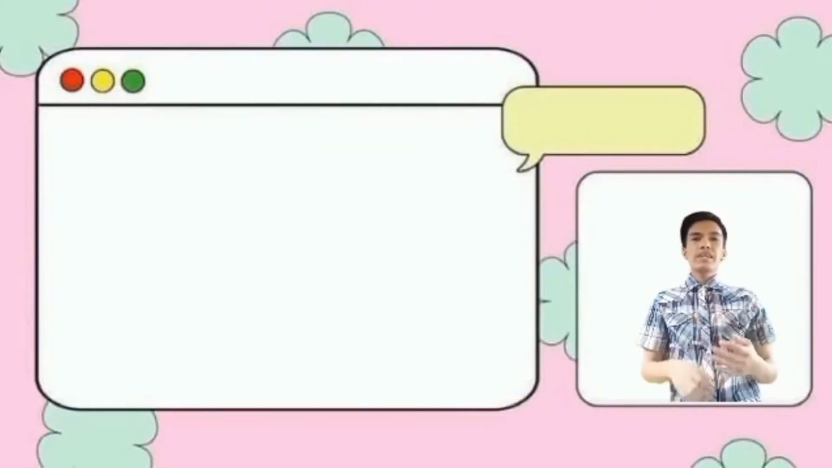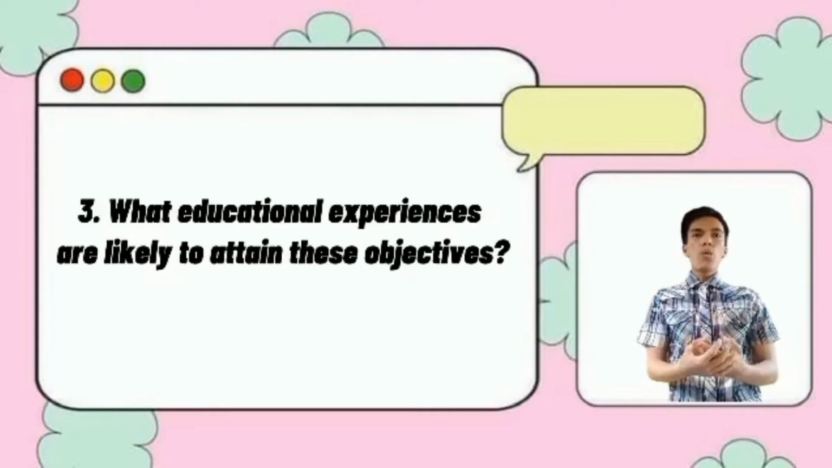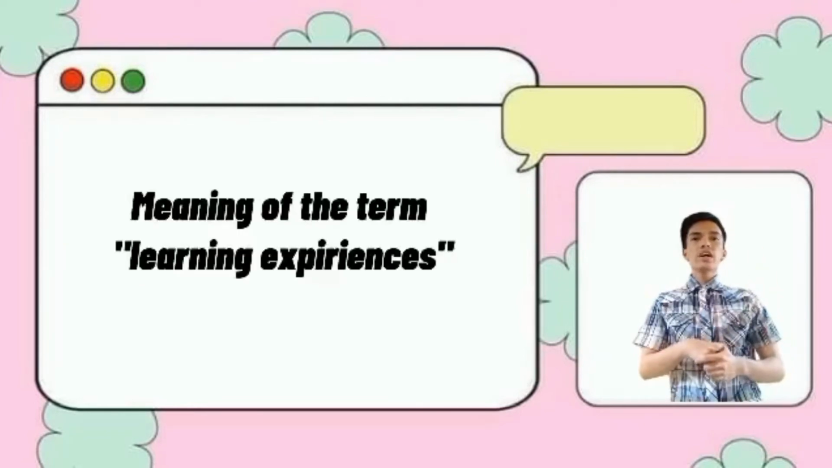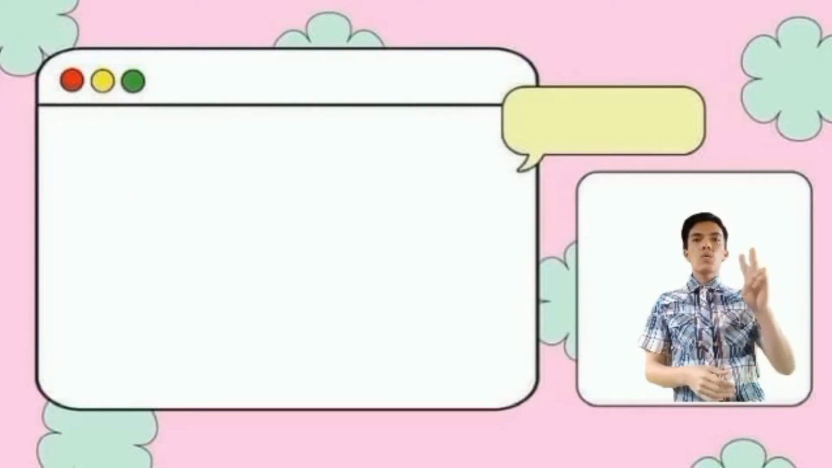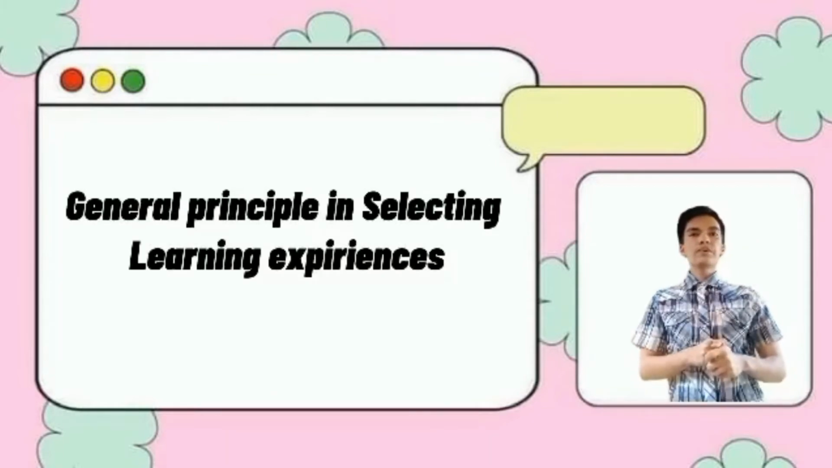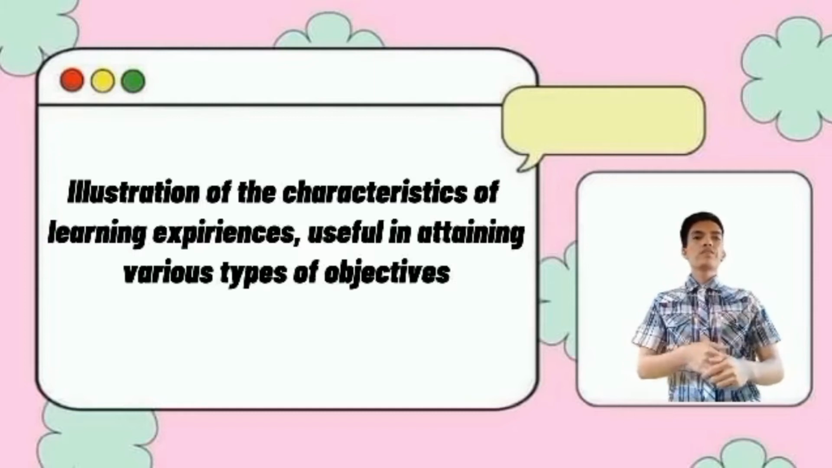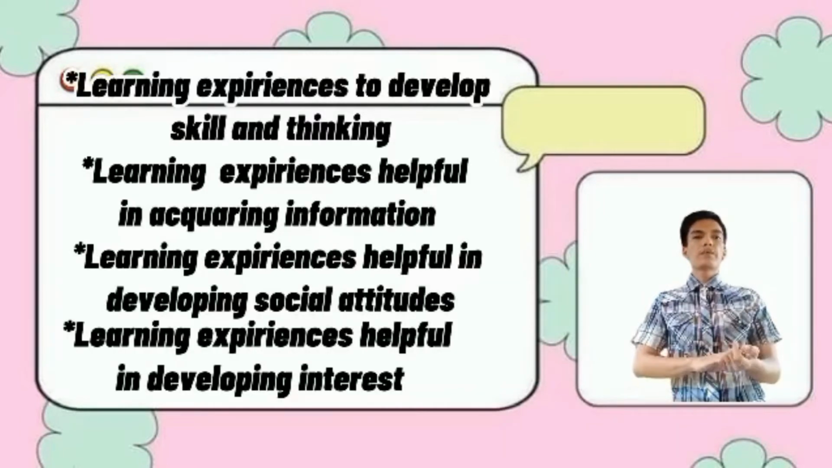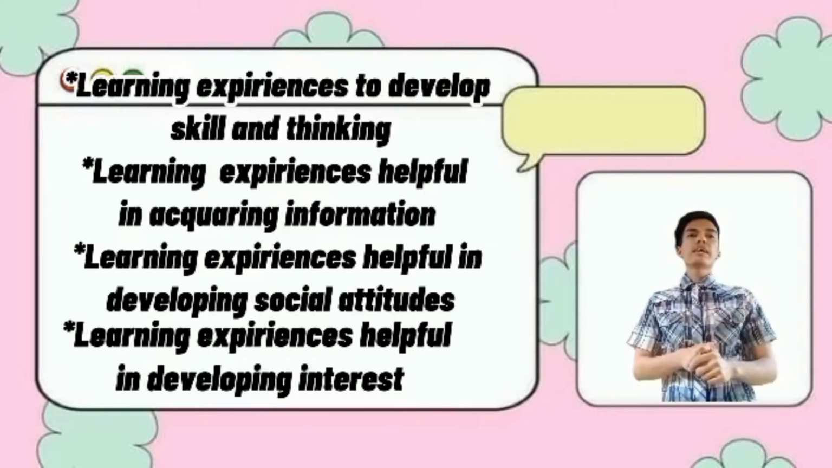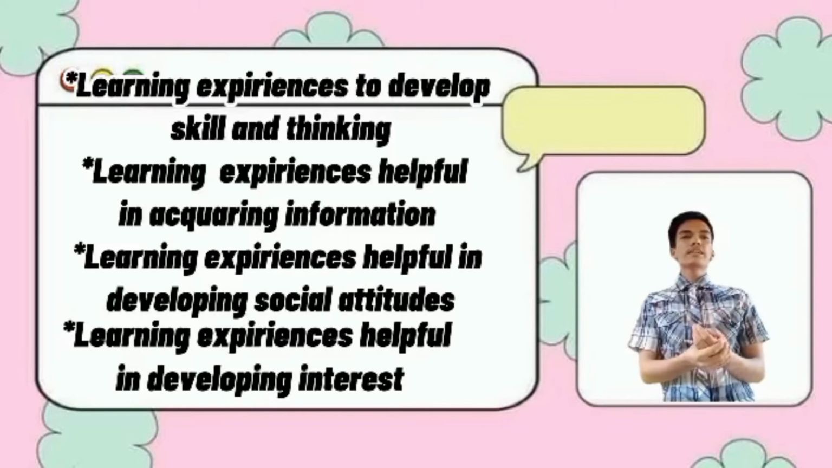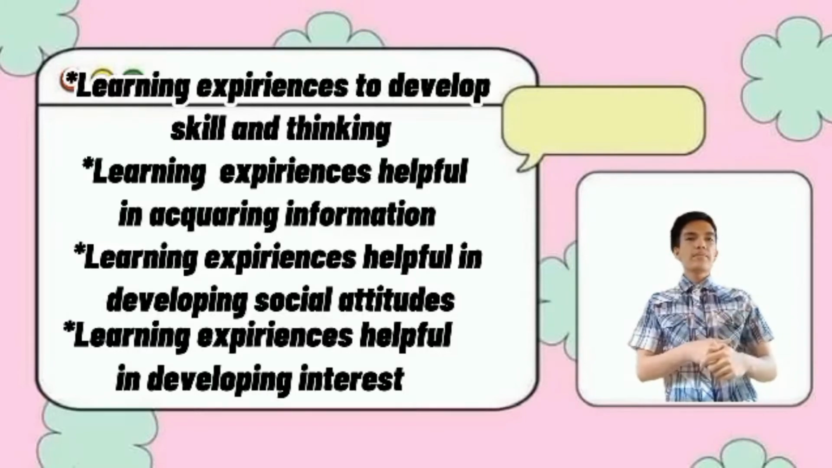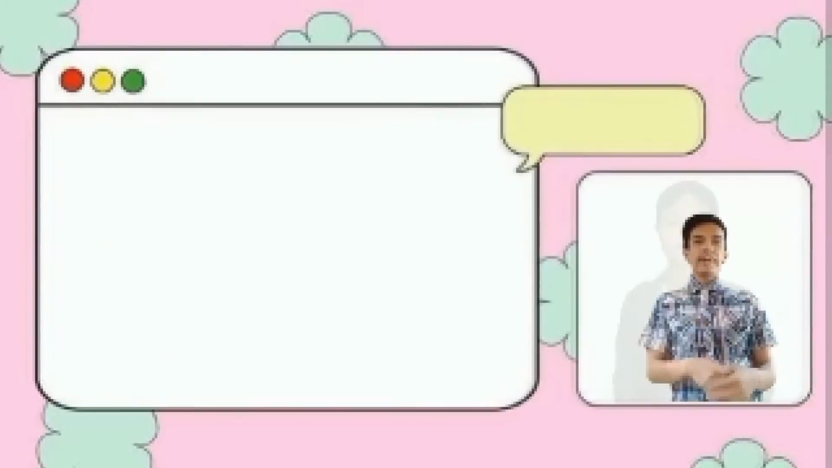Good day everyone, I'm Adrian Amboy, and in today's video I'm going to identify what educational experiences are likely to attain this objective. The first one is the meaning of the term learning experience. The second is general principles in selecting learning experiences. And the third is illustration of the characteristics of learning experiences useful in attaining various types of objectives, which include learning experiences to develop skills in thinking, learning experiences helpful in acquiring information, learning experiences helpful in developing social attitudes, and the last one is learning experiences helpful in developing interests. That should be all. Thank you and God bless.